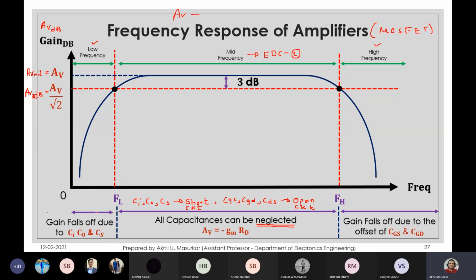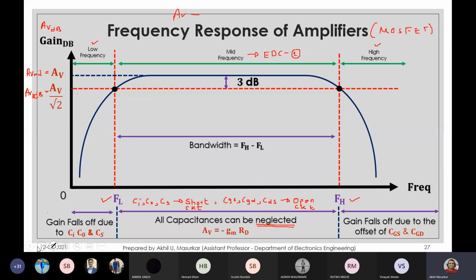Now, you can see that there are two frequencies here, FL and FH, and that gives rise to a range. That range is called bandwidth, that is FH minus FL.